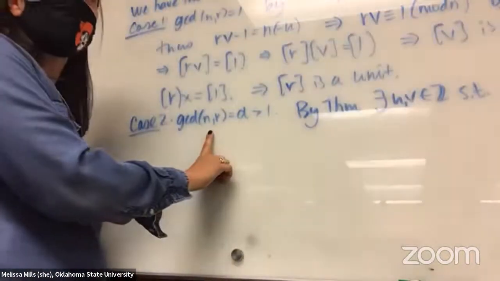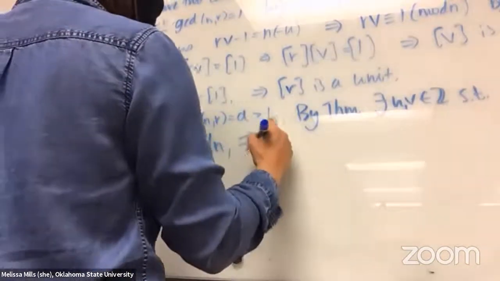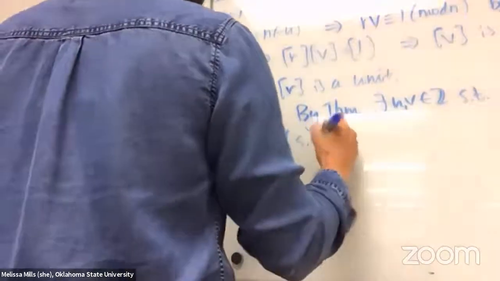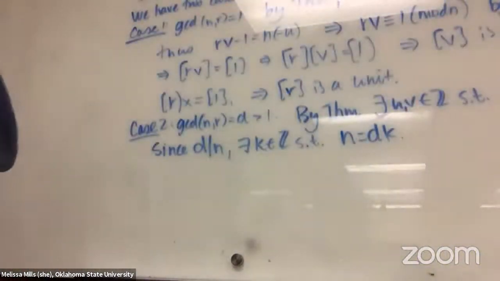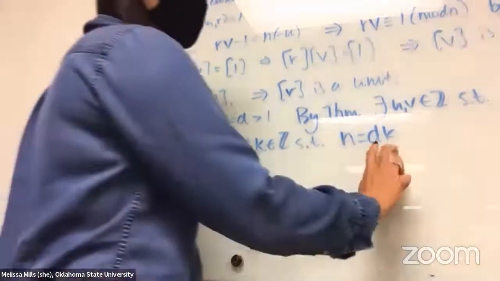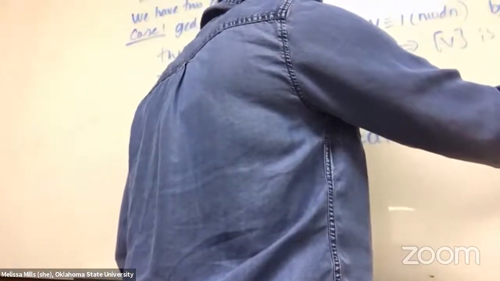But what do I know? I know that D divides N. Why? Because it's the GCD, the greatest common divisor. So since D divides N, there exists some K in Z such that N is equal to DK. Okay, so I'm getting there. What I want to do is multiply this through by K so that this part turns into a multiple of N.